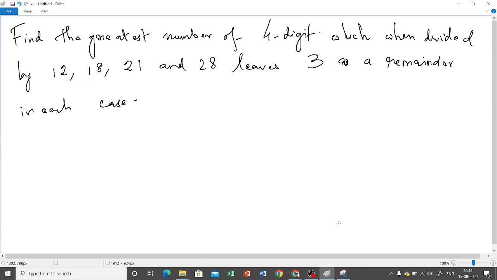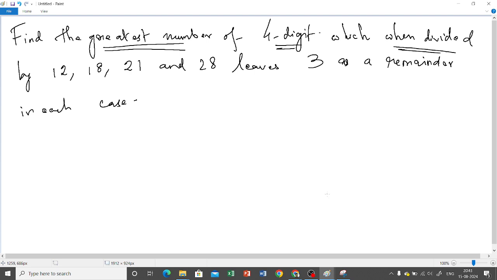Now see, there is a trick, I mean, there is a catch over here. I told you that whenever you see "greatest number", you just consider it HCF. But here it is given: find the greatest number of 4 digits which when divided by 12, 18, 21, 28 leaves a remainder 3 in each case. Do you get my point?